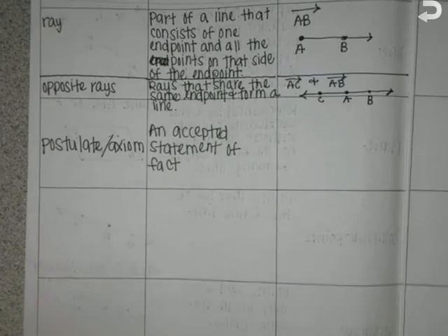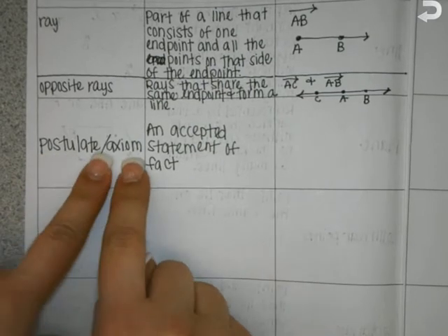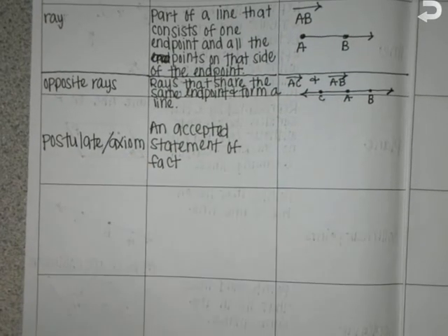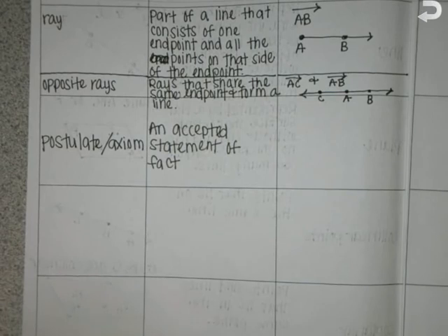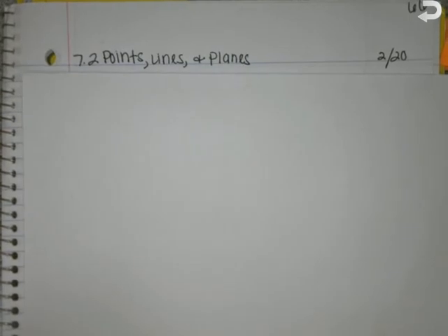In math, we have what are called postulates, or sometimes they're called axioms. They're essentially the same thing. We're going to use the term postulate, but you might sometimes see the term axiom. They mean the same thing. Okay? A postulate or an axiom is an accepted statement of fact in math. So mine is page 66, yours might be 68, but we're doing 7.2, points, lines, and planes.